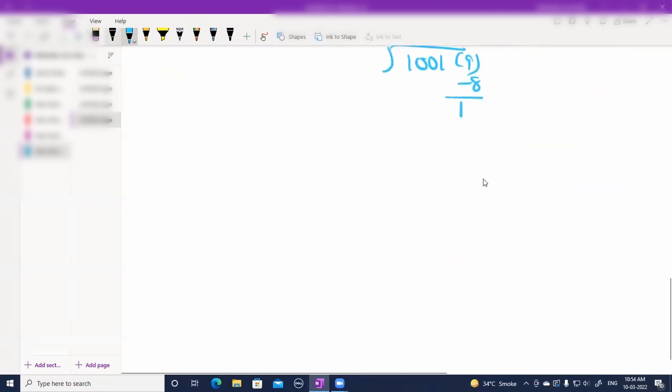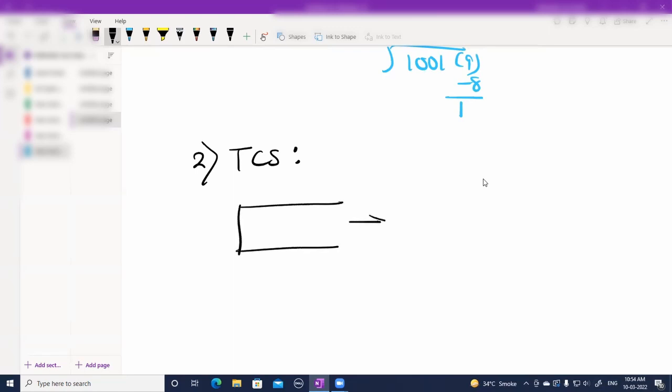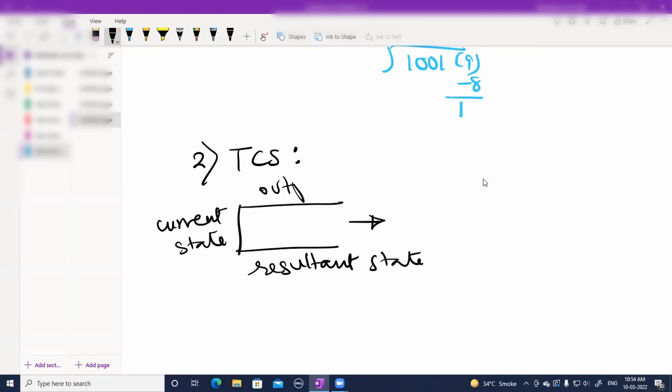Now we'll go for the TCS method. So the second step is we are going to solve by using the TCS method. For the TCS method, we have to design the solution by using the tape. So this is the tape that we are going to use. Again, I'm repeating, this is the tape which is open from the right hand side. Here we are going to write the current state. On the left hand side, at the bottom of the tape, we are going to write the resultant state. And on the top, we are going to write the output.